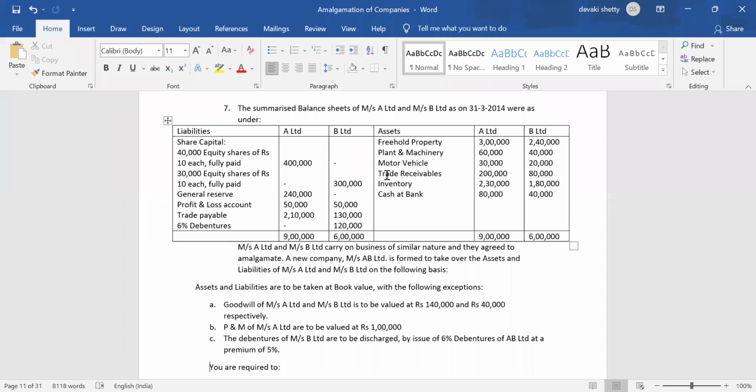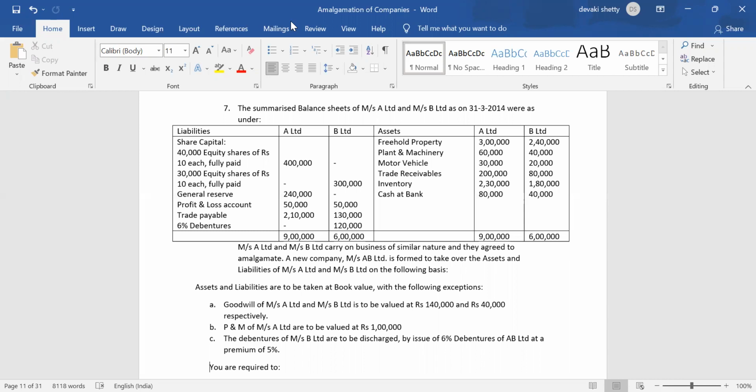Mrs. A and Mrs. B carry on business of similar nature and they agreed to amalgamate. So this is a question where both the two companies carry a similar line of business and they agree to amalgamate a new company. AB Limited is formed, an example of pure amalgamation, to take over the assets and liabilities of Mrs. A Limited and B Limited on the following basis.